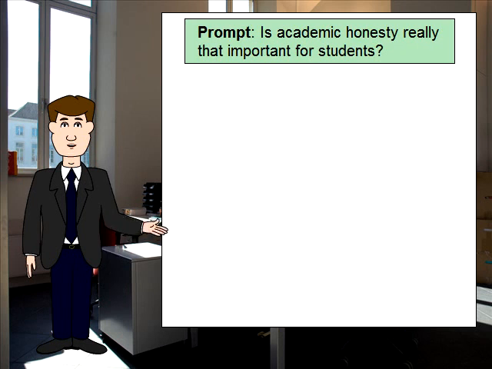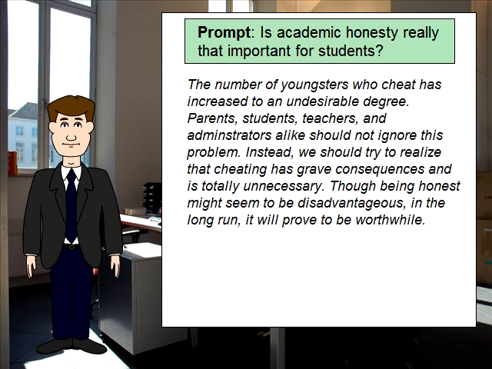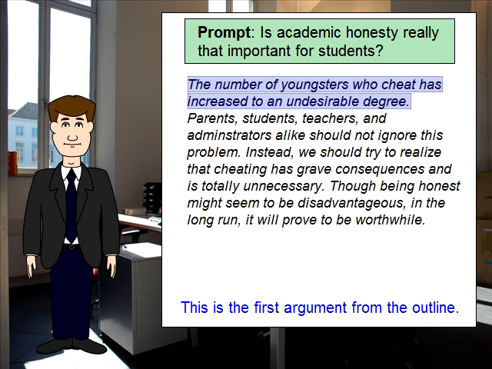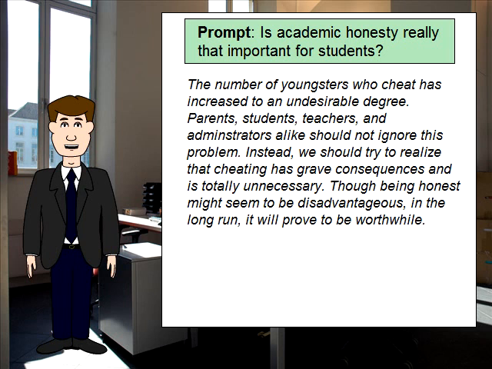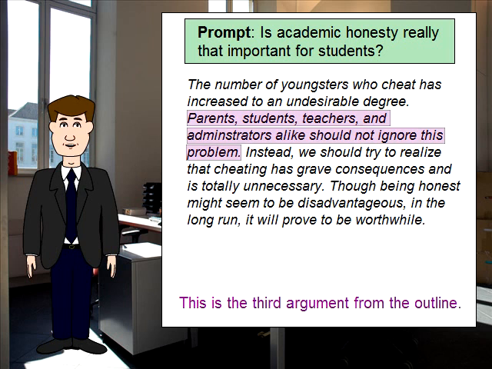Great. Here's a conclusion paragraph that summarizes all of the main points. Can you find the first argument from our outline? It's right here. The first sentence. The next sentence in our conclusion summarizes our third argument, about ignoring the cheating problem. This was the third argument in the outline.